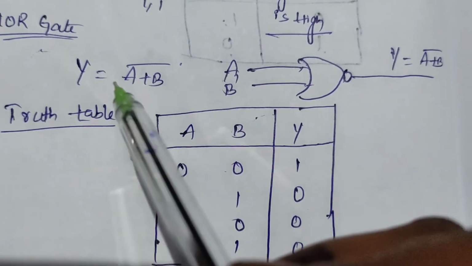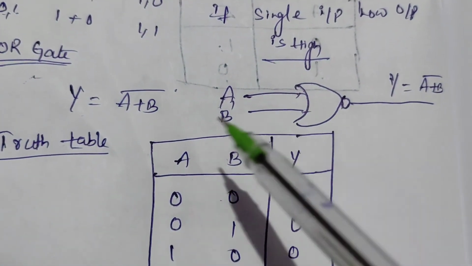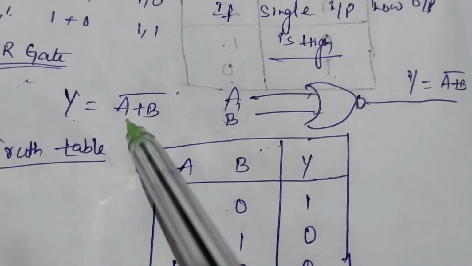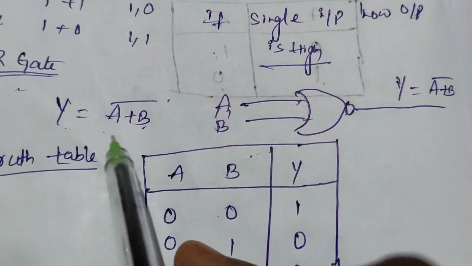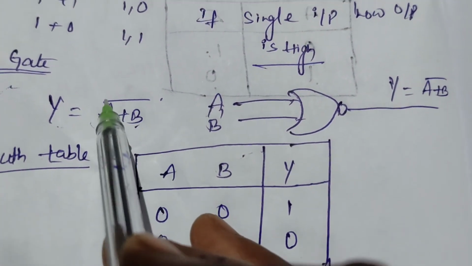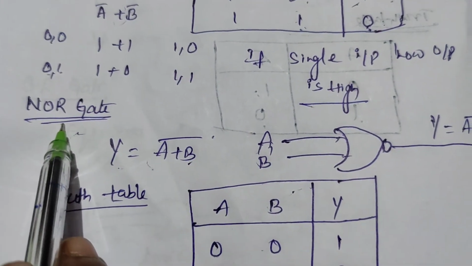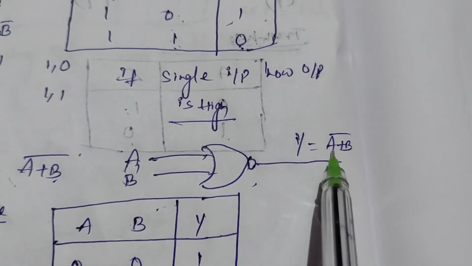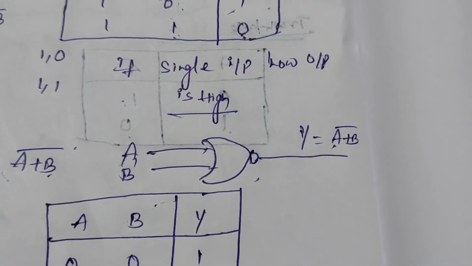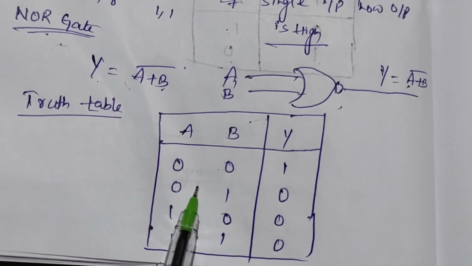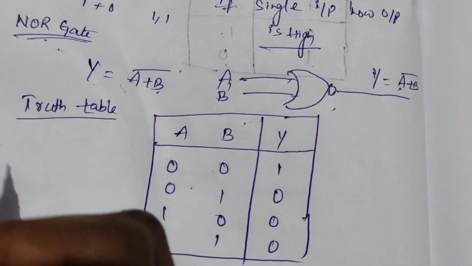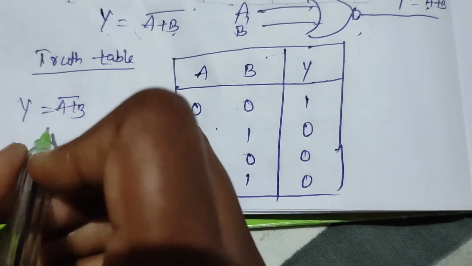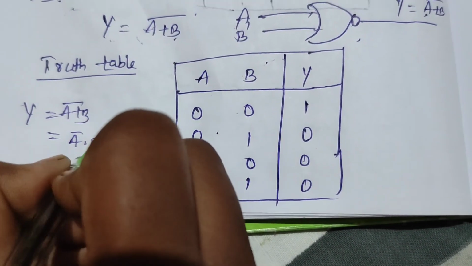Next, NOR gate. NOR gate is exactly the invert of the OR gate. So the equation is Y = (A + B) bar. A plus B is nothing but the OR gate operation, and this bar gives the NOR gate operation. So this is the logic symbol. Simply we are complementing the output and taking the NOR output. This is the truth table of the NOR gate. So the equation Y = (A + B) bar, we can write it as A bar dot B bar.